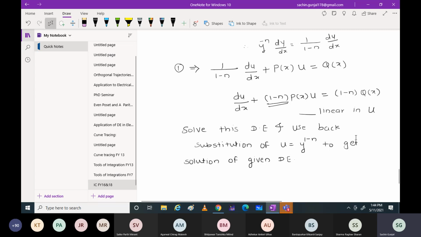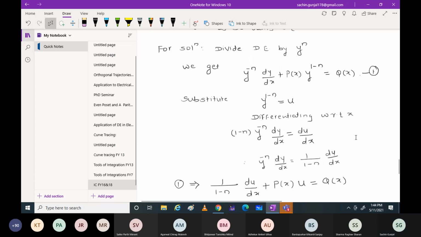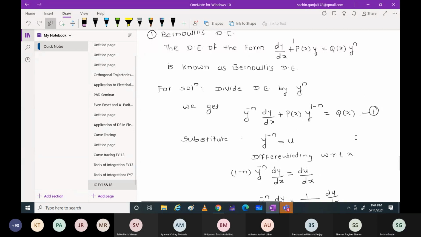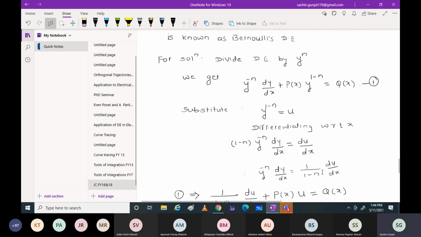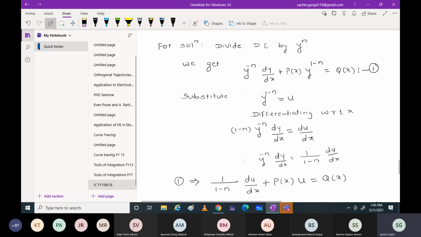Okay, so let me go back to the original differential equation. dy by dx plus p of x into y equal to q of x into y raised to n. We divide it by y raised to n. So we have y raised to minus n dy by dx plus p of x into y raised to 1 minus n equal to q of x. So our target is to reduce this to linear form. So we substitute y raised to 1 minus n as u and differentiate this expression with respect to x. We get 1 minus n y raised to minus n dy by dx equal to du by dx. So y raised to minus n dy by dx becomes 1 upon 1 minus n du by dx.